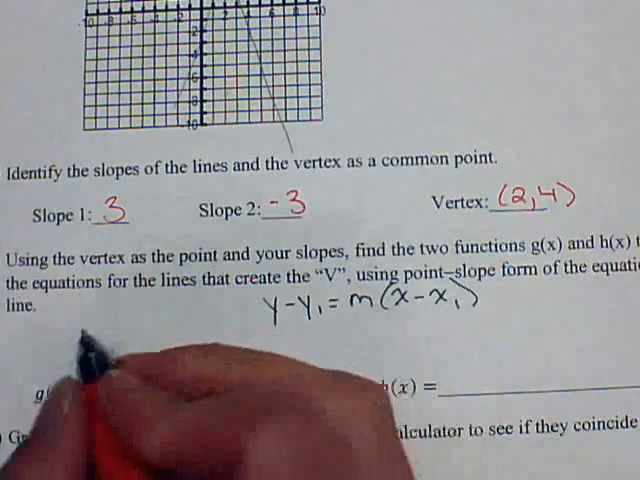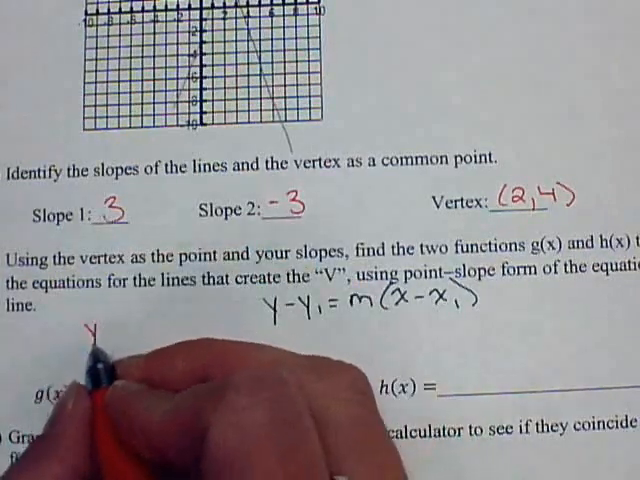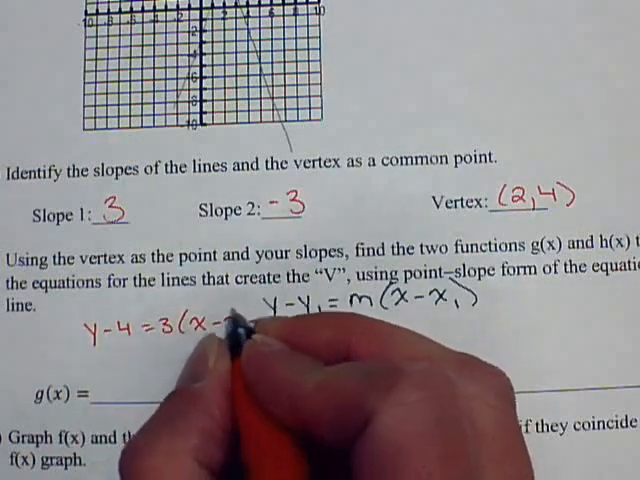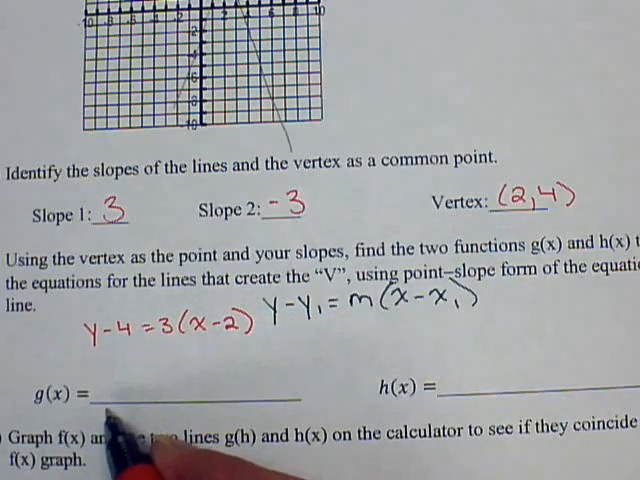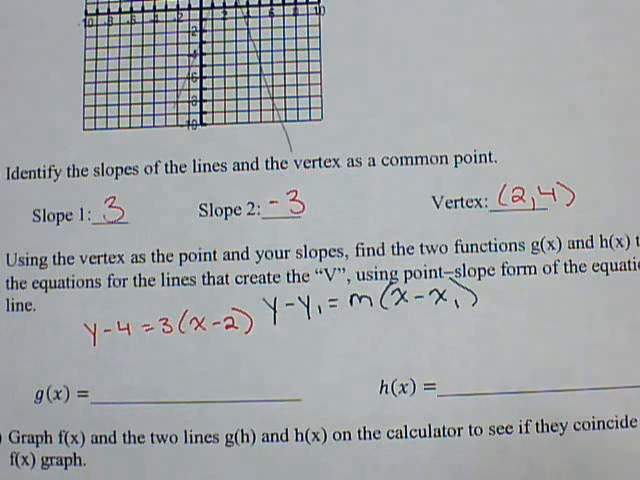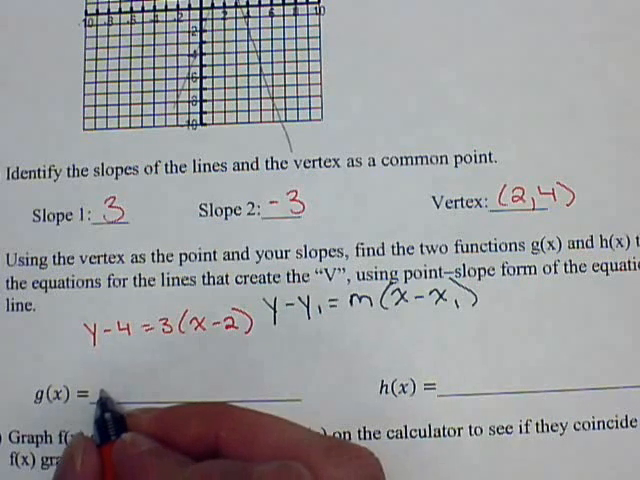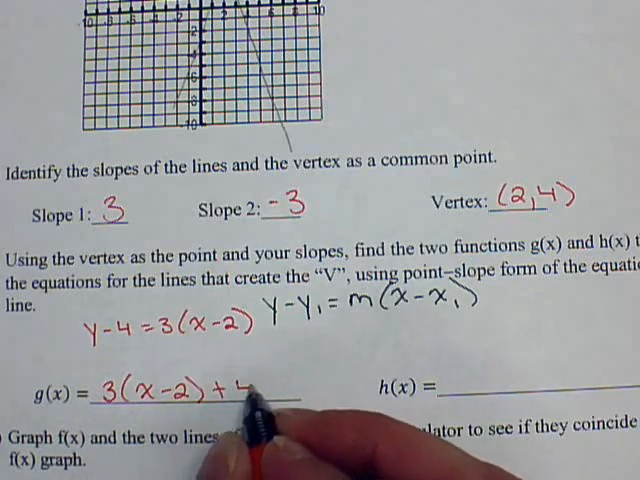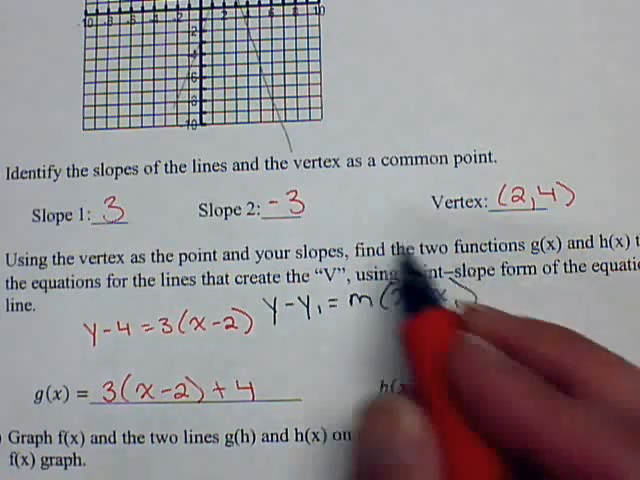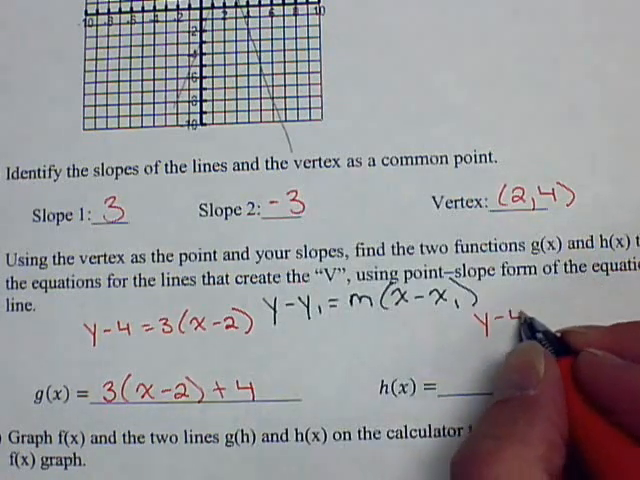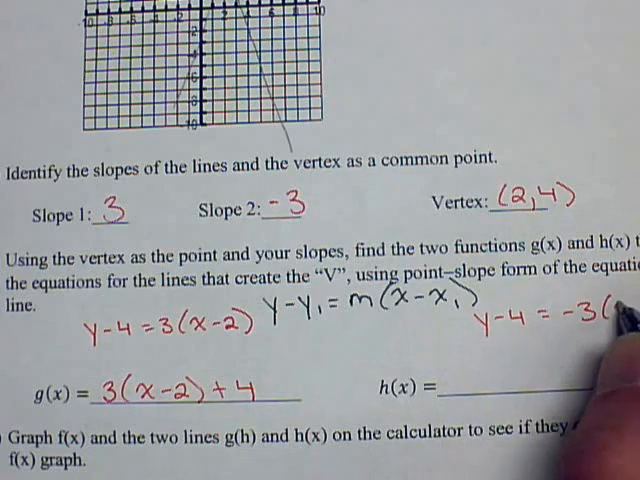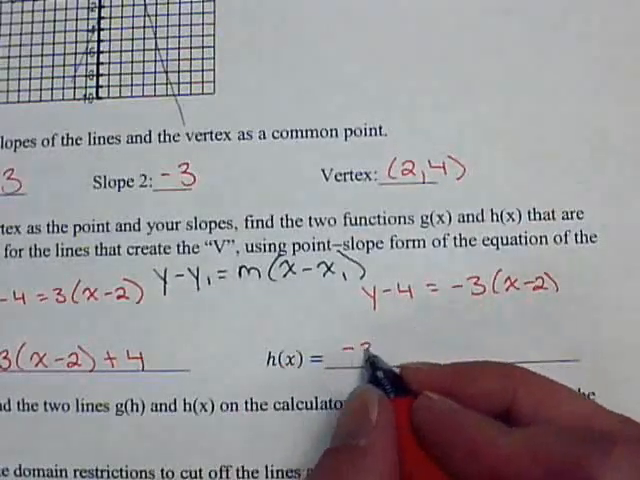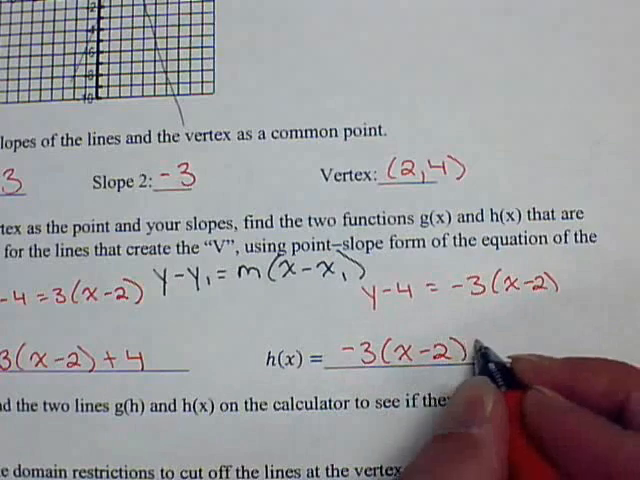So over here on this side, let's do the slope of 3. y minus 4 equals 3 times x minus 2. Now to write it in function form, I'm going to have to pretty this up a little bit. So that would be 3 times x minus 2, plus 4. Okay, good. On this side, we're going to use the negative 3 slope. So y minus 4 equals negative 3 times x minus 2. Get it solved for y. So negative 3 times x minus 2, plus 4.